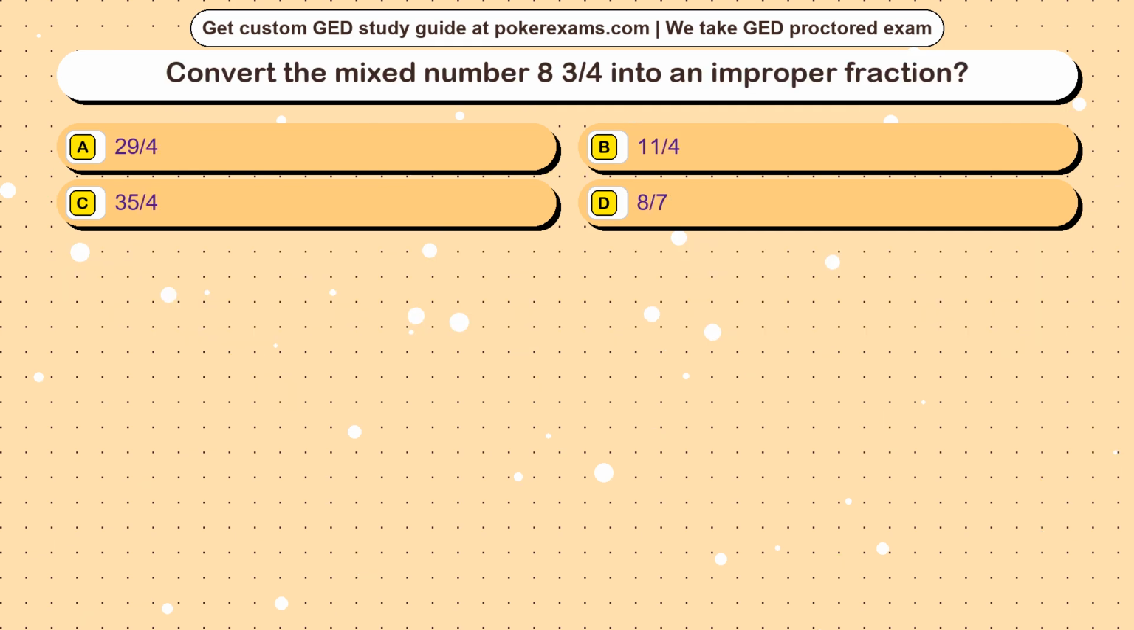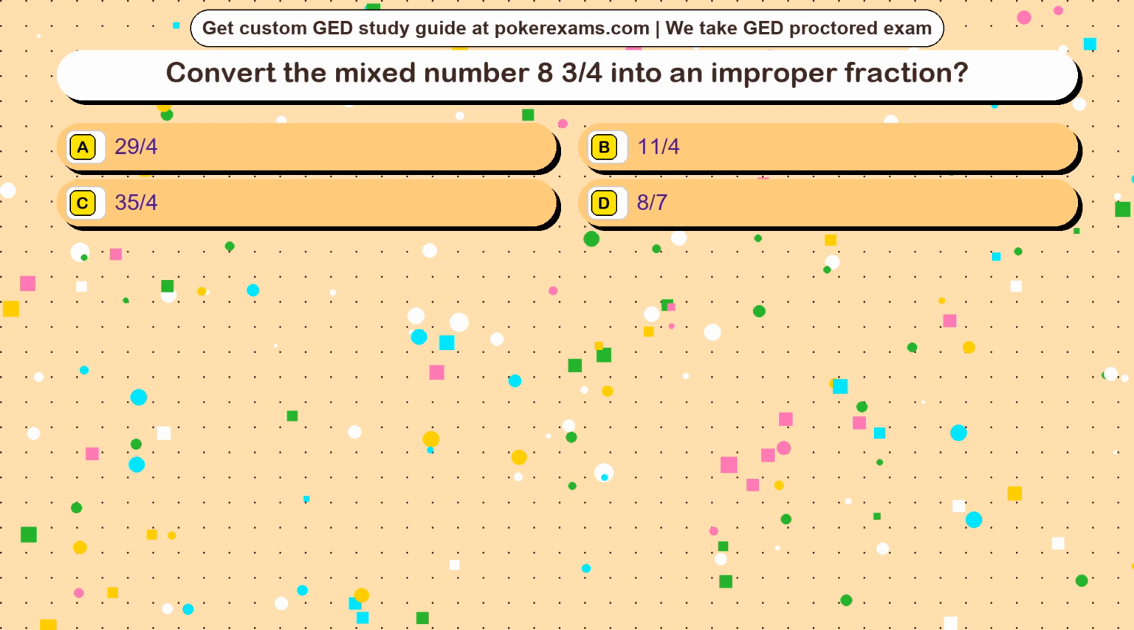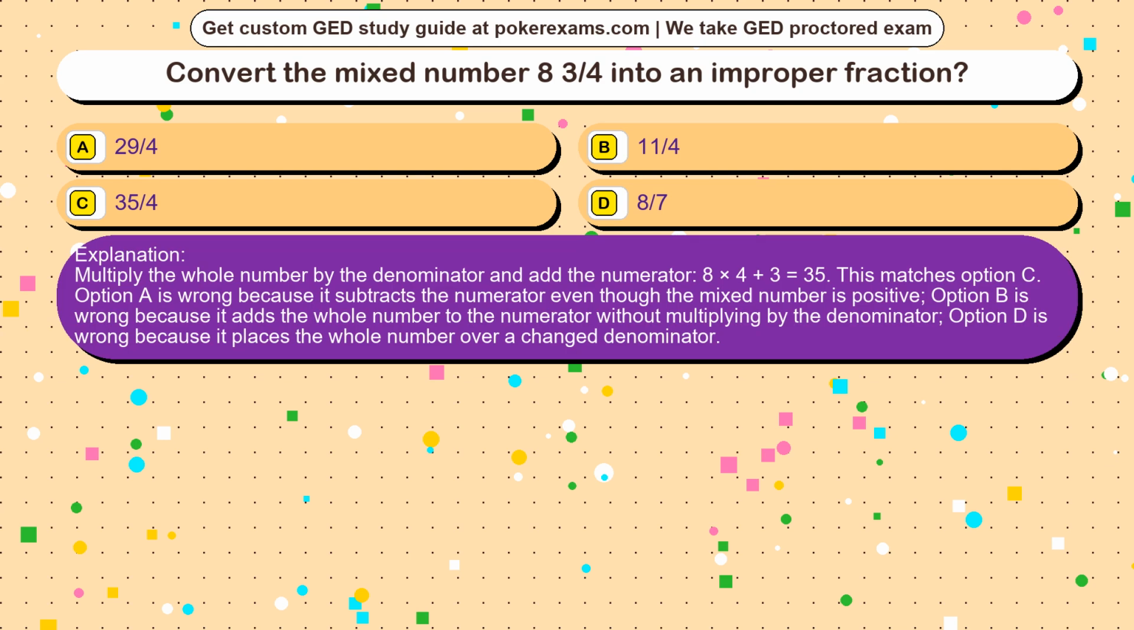Question 6. Convert the mixed number 8 3/4 into an improper fraction. Option A, 29/4. Option B, 11/4. Option C, 35/4. Option D, 8/7. The correct answer is option C. Multiply the whole number by the denominator and add the numerator. 8 times 4 plus 3 equals 35.